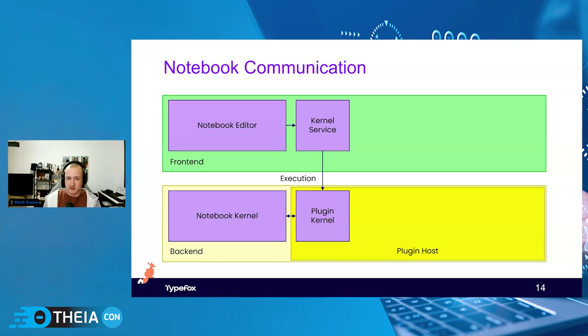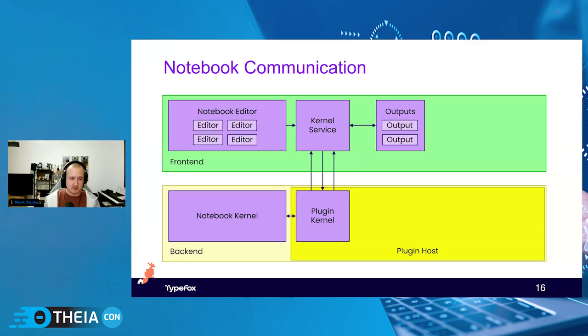So we just send a message to the backend, to the plugin host, essentially saying this kind of code cell needs to be executed. And we simply get a result back. So we have this kind of back and forth between kernel service and plugin kernel that's living in the backend. And we display all of this information as part of an output that is rendered inside of the notebook editor.